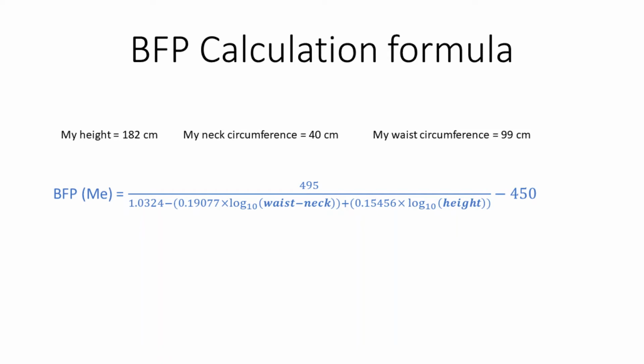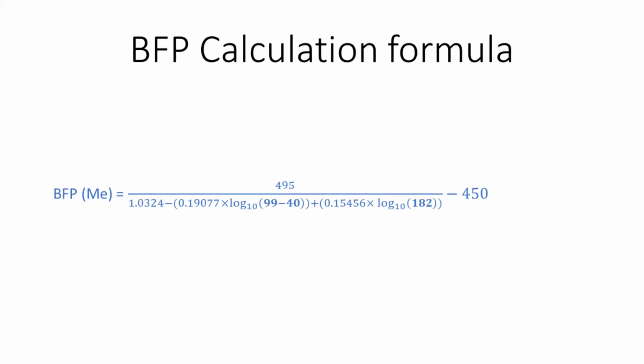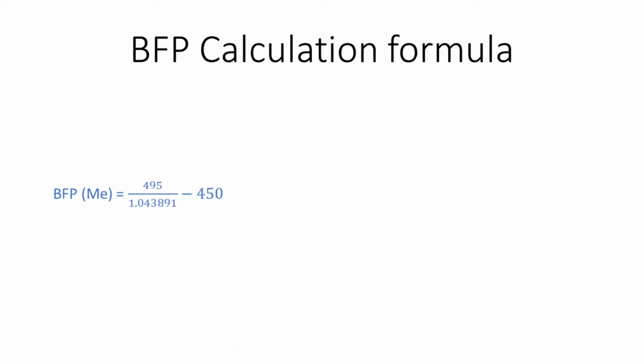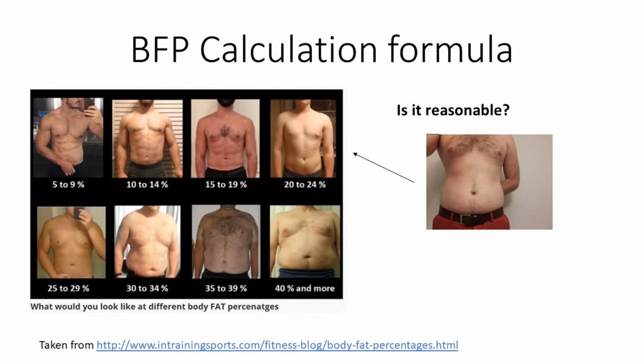In order to validate it, I use an image chart which shows pictures of various individuals with different body fat percentages. And I compare with my picture in order to understand whether 24% is a valid value. As you can see, my picture corresponds to a slightly higher percentage, and that means that this method underestimates the value by a few percent.